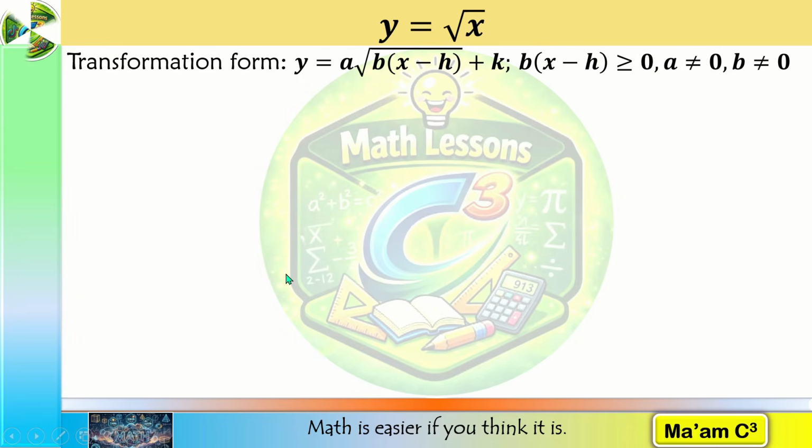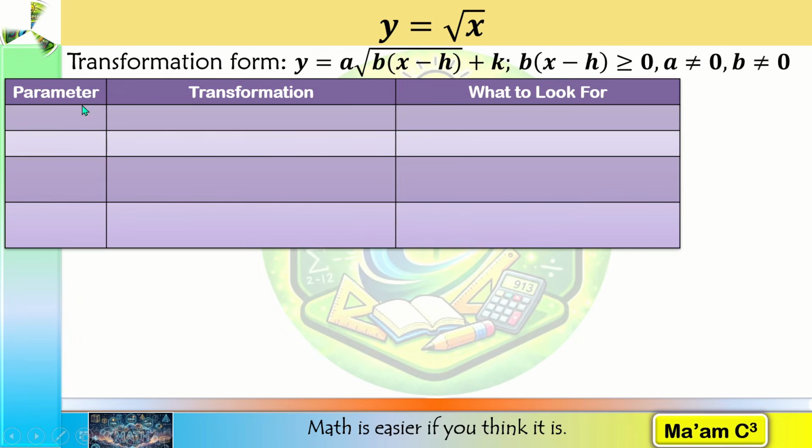Once again, I'm going to create a table. We have here parameter, transformation, and what to look for. We'll start with parameter k. And we have learned already that this is the vertical shift. It moves the graph up or down.